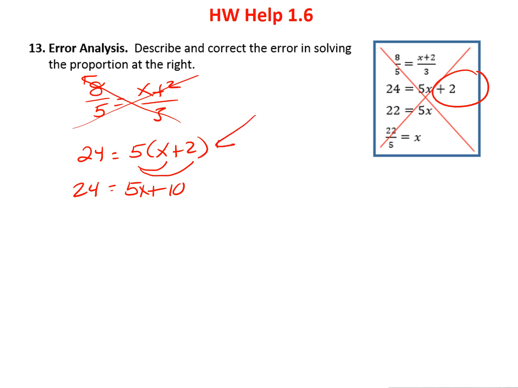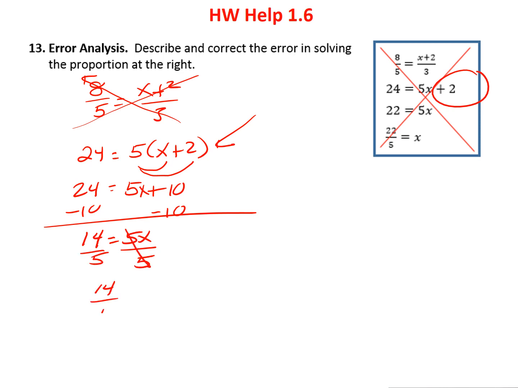And so let's finish it up. So this is a two-step problem. So undo plus 10 by subtracting 10. So I get 14 equals 5x, and then undo 5 times x by dividing by 5. And we end up with 14 over 5 equals x, or, turn it around, x equals 14 over 5.